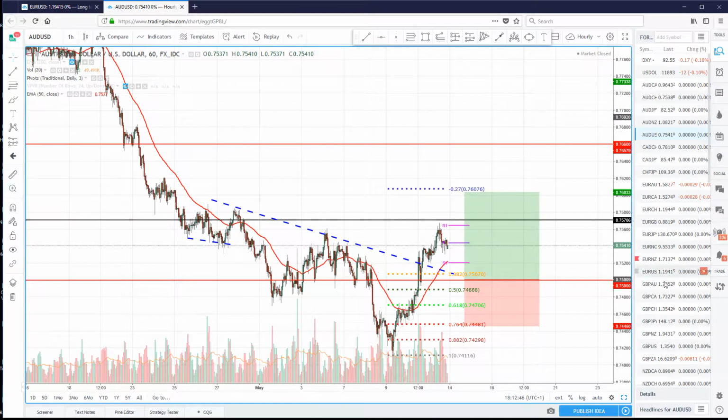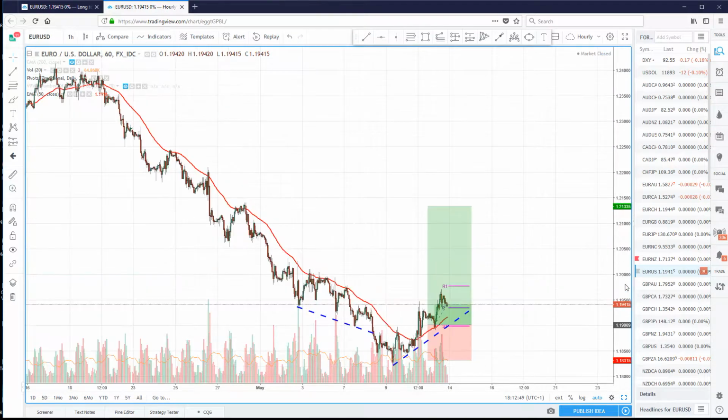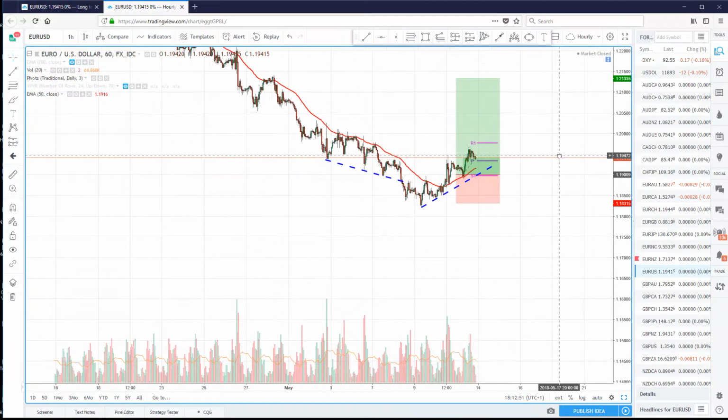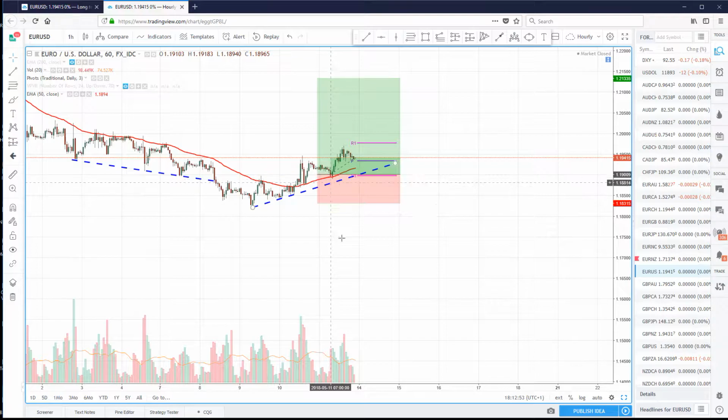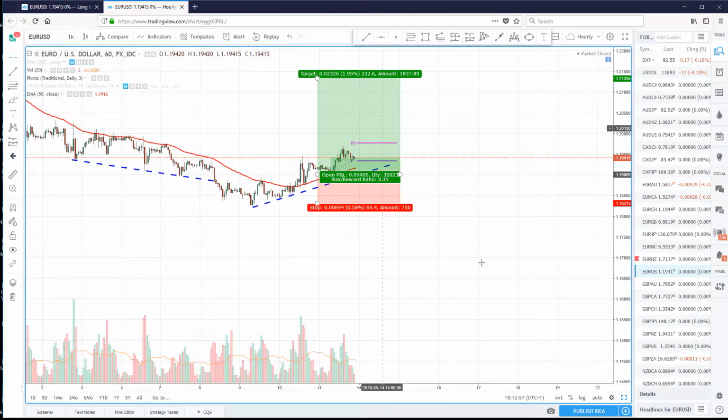So when we go down to the lower time frames of euro dollar, you could see I actually outlined this last week, or a couple of days ago, shall I say, and that trade would be playing out quite nicely right now.